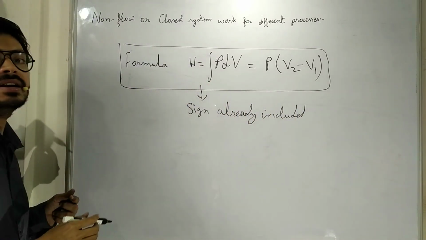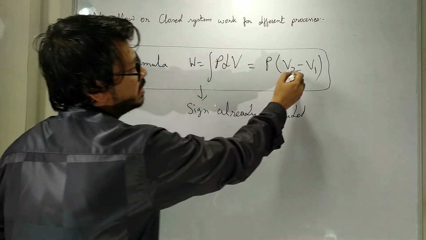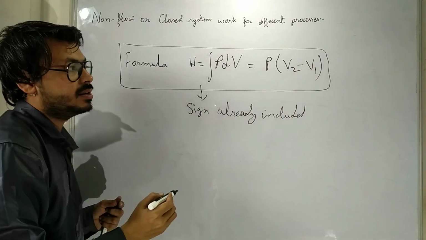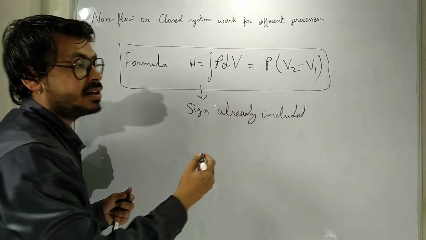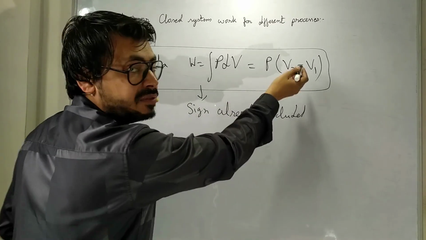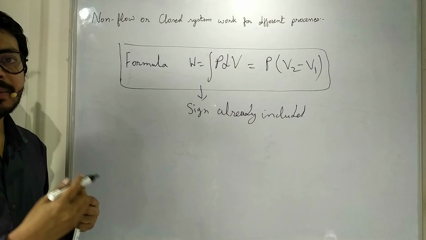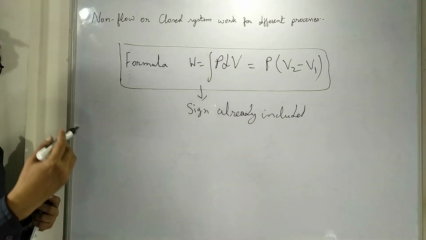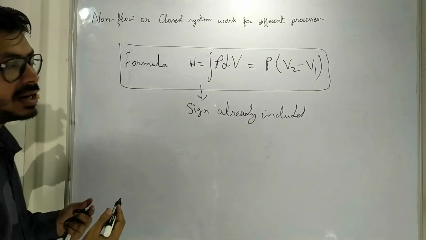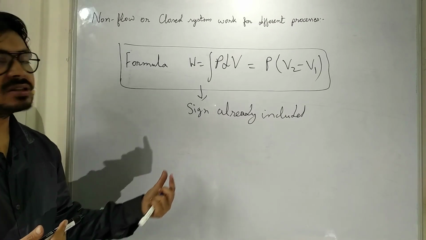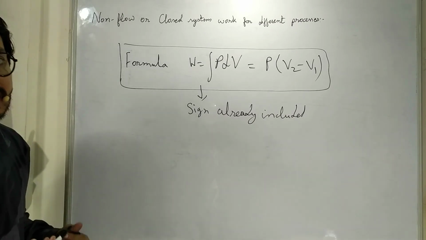If the process is expansion, then V2 will be greater than V1 and you will get a positive work done. And if the process is compression, then V2 will be less than V1 and you will get the negative sign. So for this formula, you do not have to care about the sign. Whatever the process is, you will get the result according to that. If it is expansion, you will get the positive work, and if it is compression, you will get the negative work.